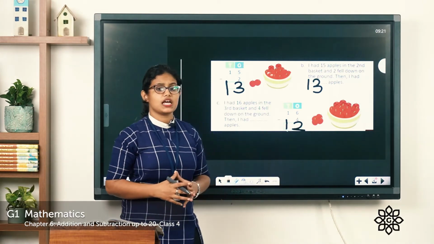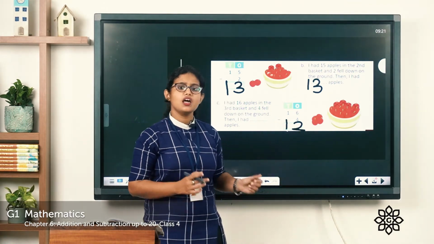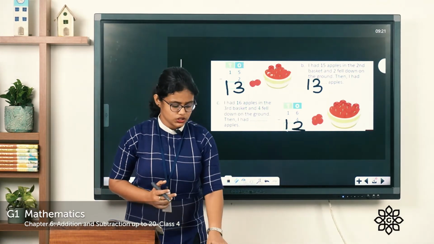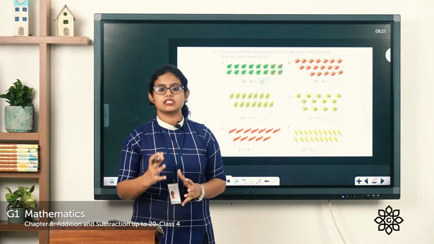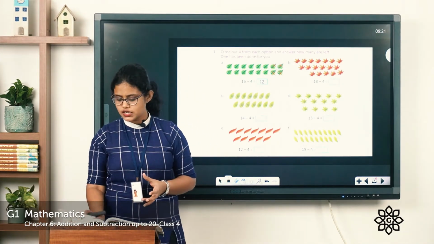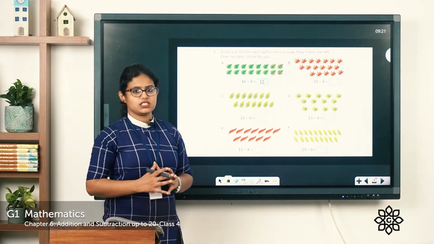So how many apples are there left in the basket? There are 12 apples. So this is how you should do the subtraction story sums. Coming to page number 90.